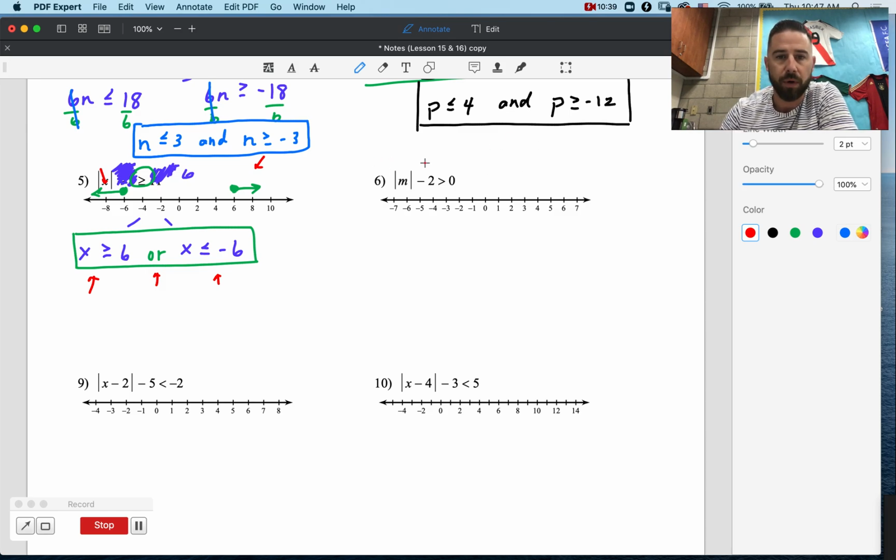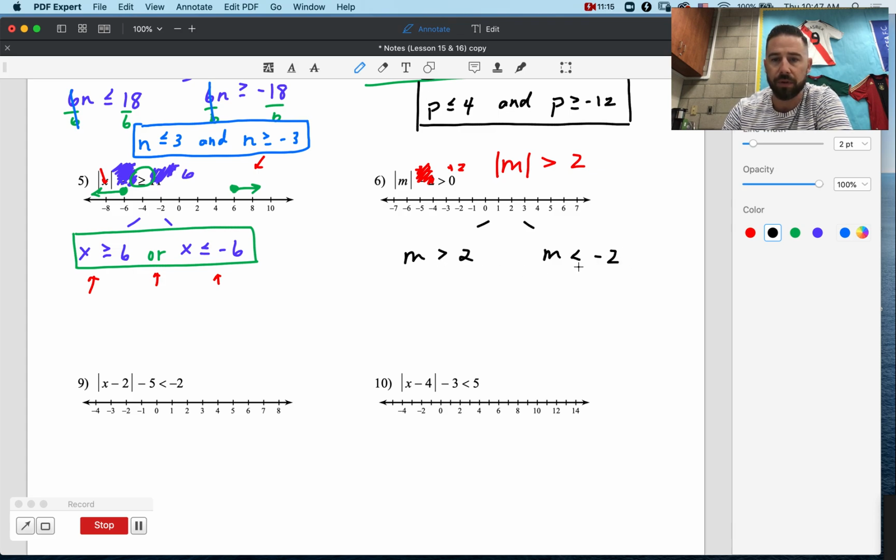Okay, our first step is to get the absolute value by itself. So we're going to add 2 and add 2, and that's gone. So we have the absolute value of m, I don't want to forget that, is greater than 2. Is the absolute value by itself? Yes. So now we can split them up into 2. We can say m is greater than 2, just how it is. And then we say m, flip the sign, and make this negative.